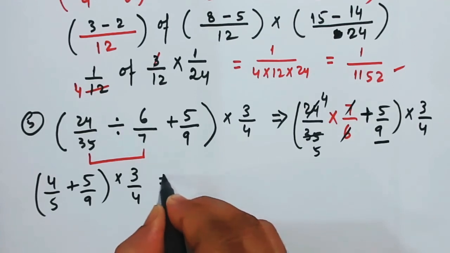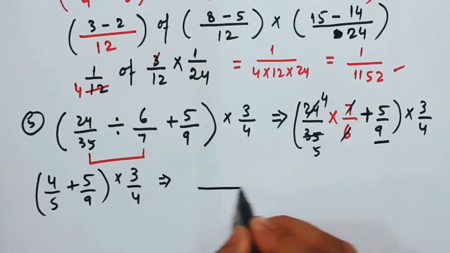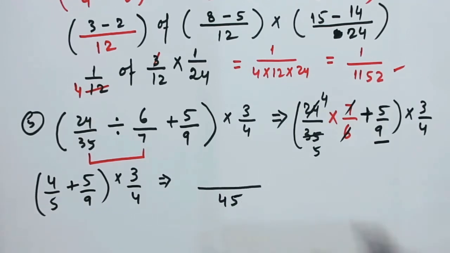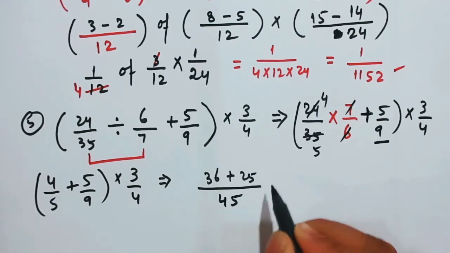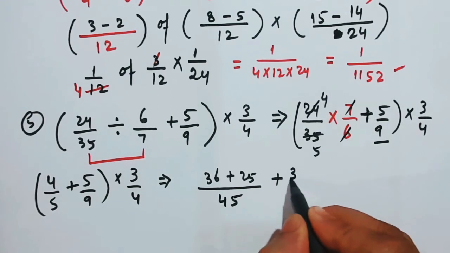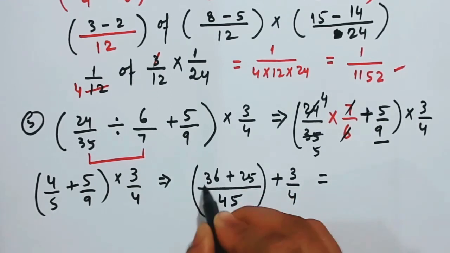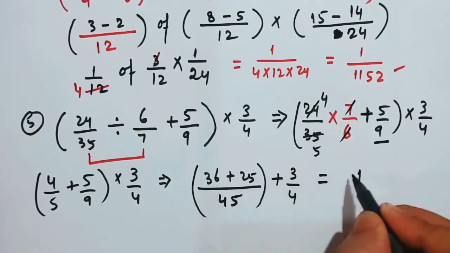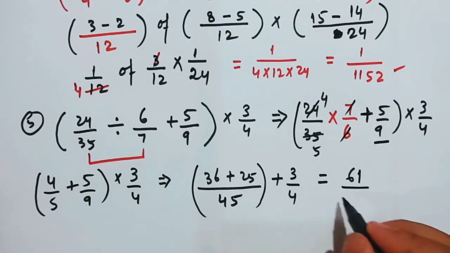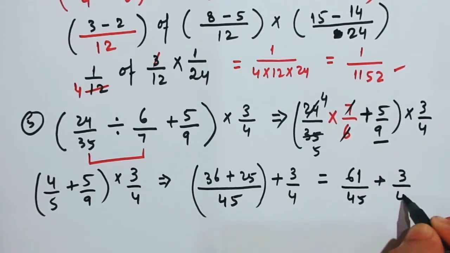So here have a look. 5 and 9, the LCM will be 45. So when the LCM is 45, 9 4s are 36 plus 5 5s are 25, plus 3 by 4, is equal to 36 plus 25. How much? 61 by 45 plus 3 by 4.